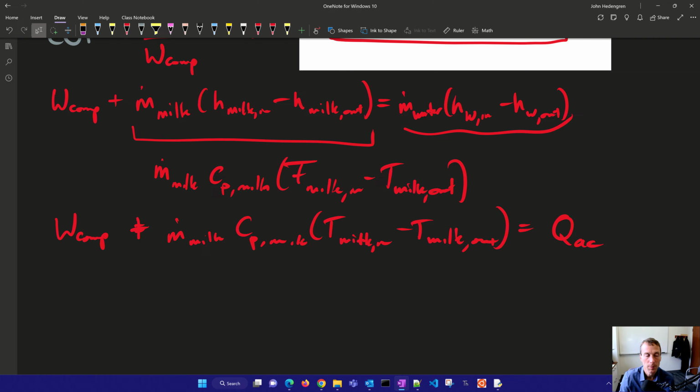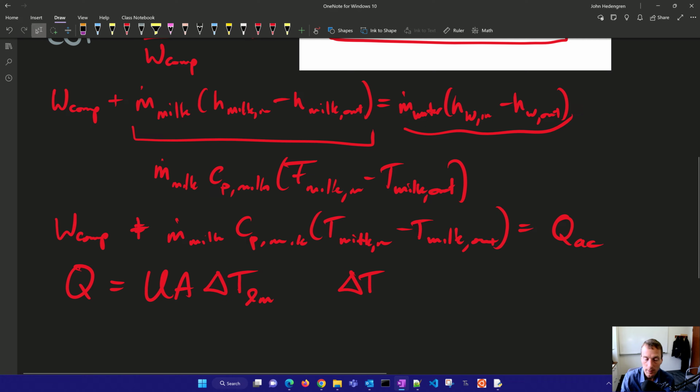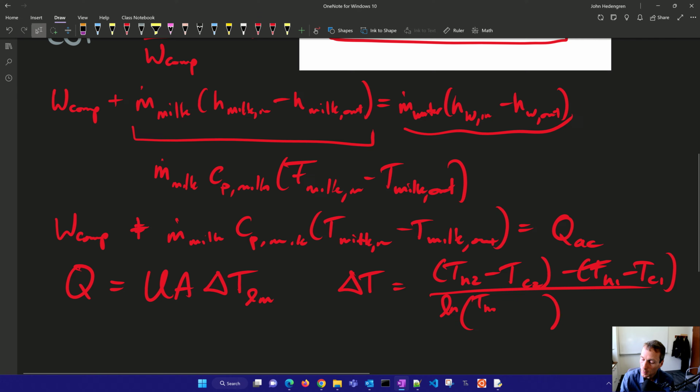Now, we also have the heat transferred by the evaporator, condensers, and regenerative exchangers, which can be modeled by Q equals the overall heat transfer coefficient times A times delta T. With these countercurrent heat exchangers, we're going to use a log mean delta T. The delta T in this case is going to be (TH2 minus TC2) minus (TH1 minus TC1), divided by the natural log of the ratio of (TH2 minus TC2) to (TH1 minus TC1).